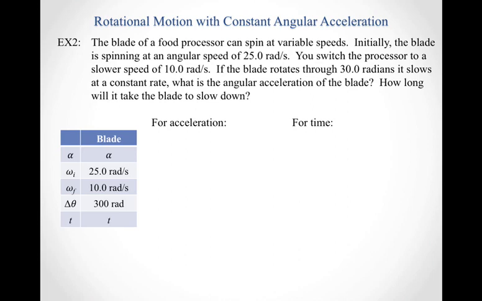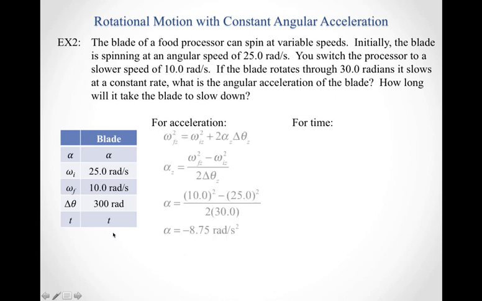Take my table and think about it. I want to solve for the acceleration, so I'll start with that first. I don't know time, so again, let me see if I can get away without knowing time. If I use my equation for omega squared that doesn't involve time and solve for alpha, I get that the angular acceleration of the blade is negative 8.75 radians per second squared. And again, that negative sign makes sense. I knew that acceleration pointed in the negative direction.